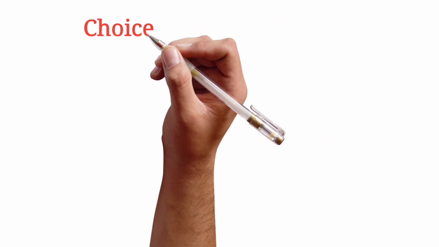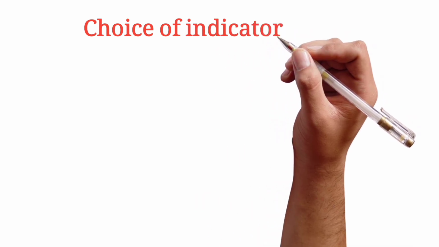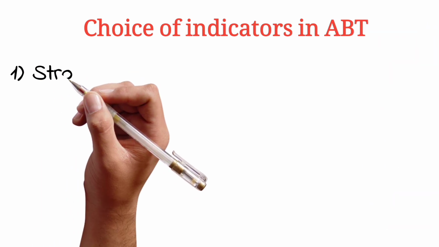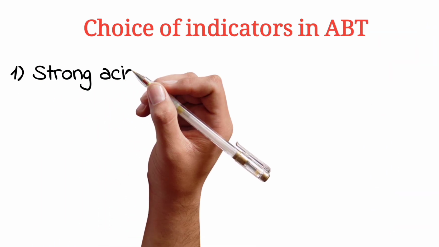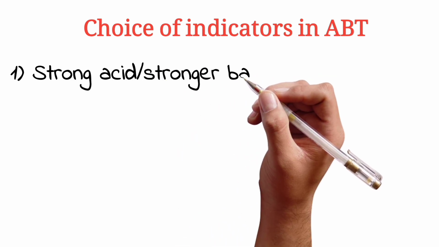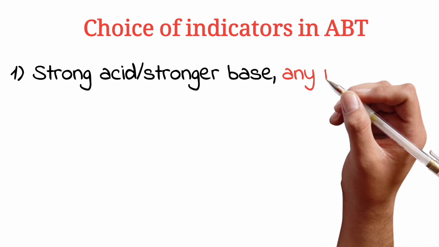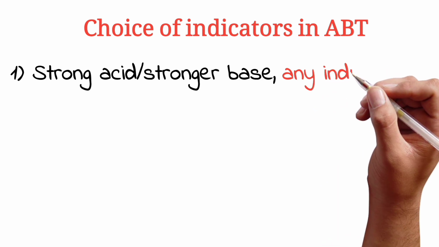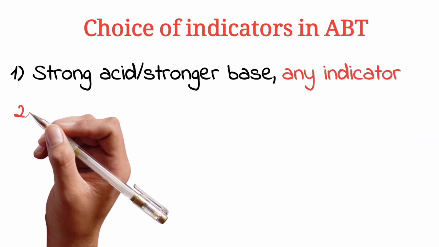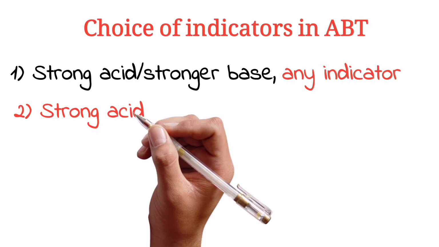Let's continue with the choice of indicators when working on titrations. What are the titrations we use when we are working with acids and bases? The first one, when we are titrating a strong acid against a strong base, what is the indicator we use? We use any indicator. Any indicator can go for a titration between a strong acid and a strong base. Example of a strong acid, hydrochloric acid. Example of a strong base, sodium hydroxide.